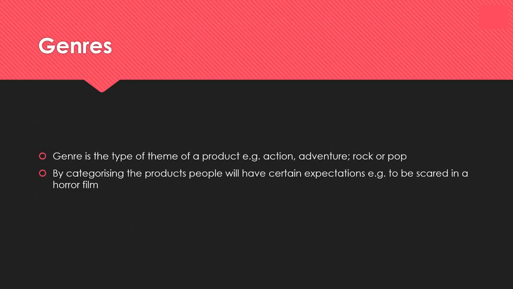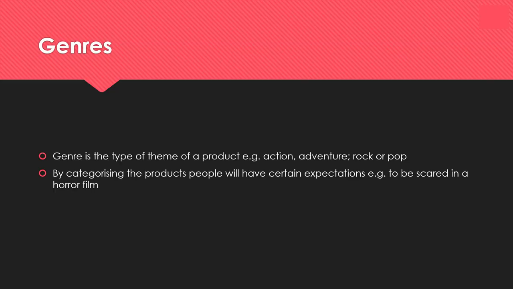The word genre is very closely linked to codes and conventions, because products that fall into a particular type of genre are to do with the codes and conventions that you see in those products. So genre is the type or theme of a product, for example, action, adventure, rock or pop, different types of genre that you can have.